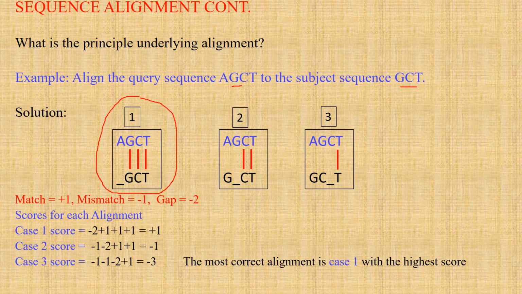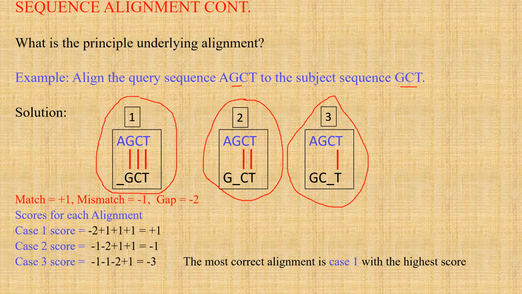Now in a second case, the computer can start with a G, then put a gap in the middle, and then put C, T. And then in a third case, the computer can start with G, C, put a gap, and then put T, as well as many other combinations. But we'll concentrate on these three.